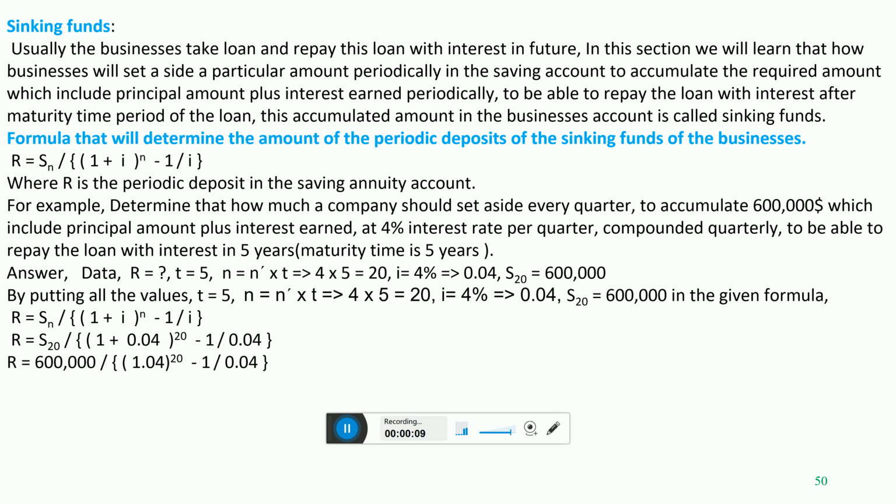We are discussing the chapter Mathematics of Finance. Today, our topic is sinking funds.